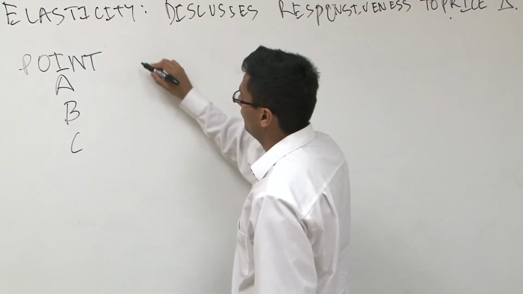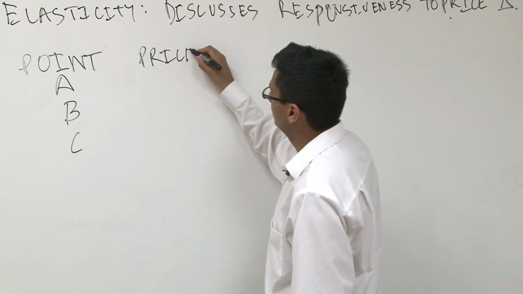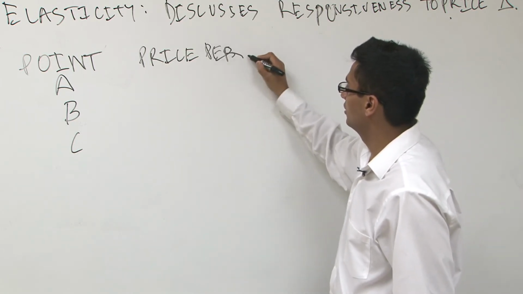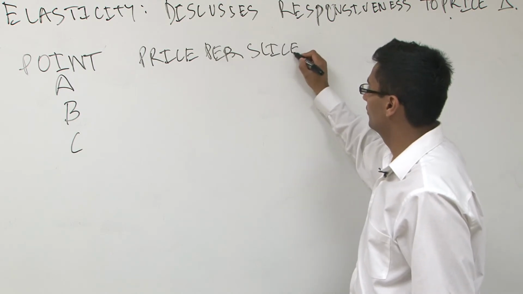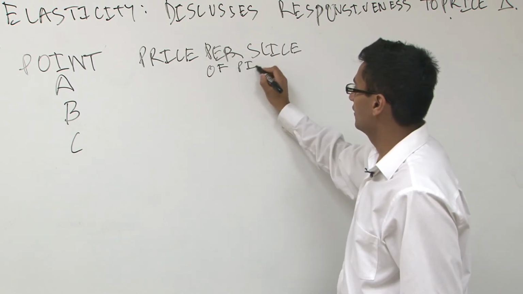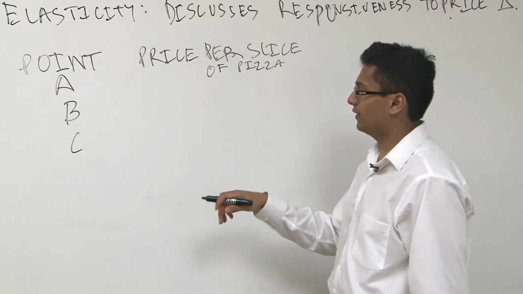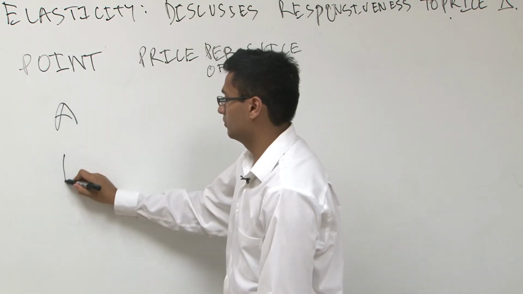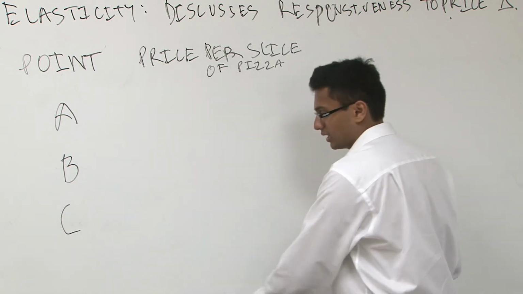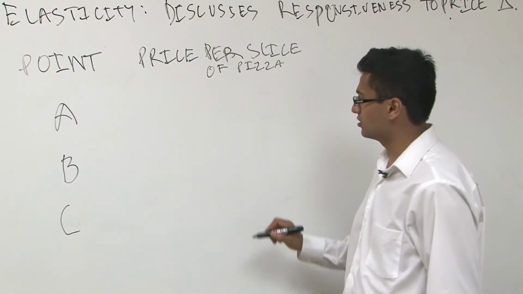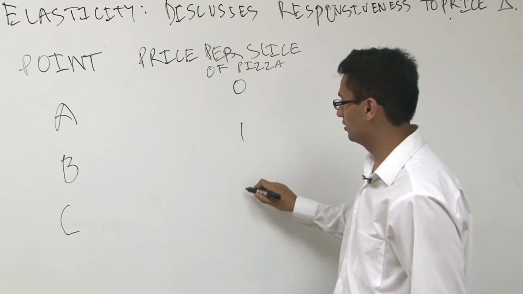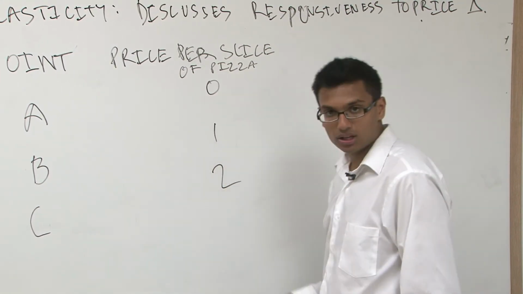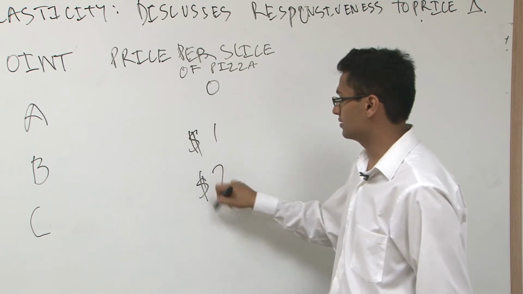Okay? So let's say I have price per slice of pizza. And for points A, B, and C, I'm just going to drop this down real quick so it's a little easier for you guys to read. So A, B, and C. Okay? So let's say that it's 0, 1, 2. So at point A, the price per slice of pizza is 0. Point B, it's $1. Okay? It's all dollars. Okay, and price C is $2.